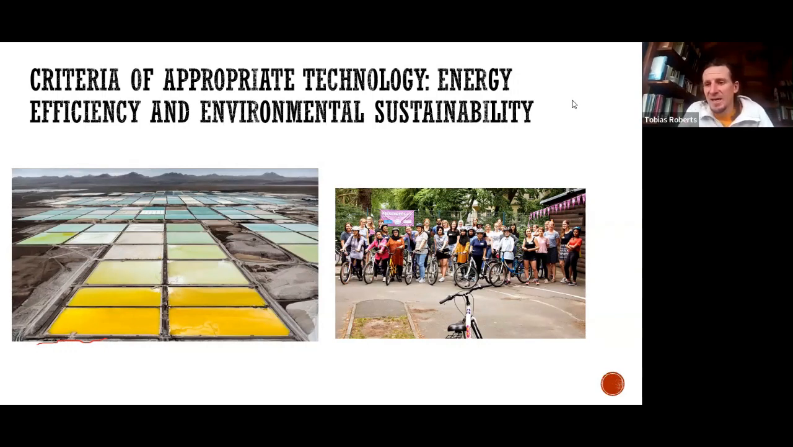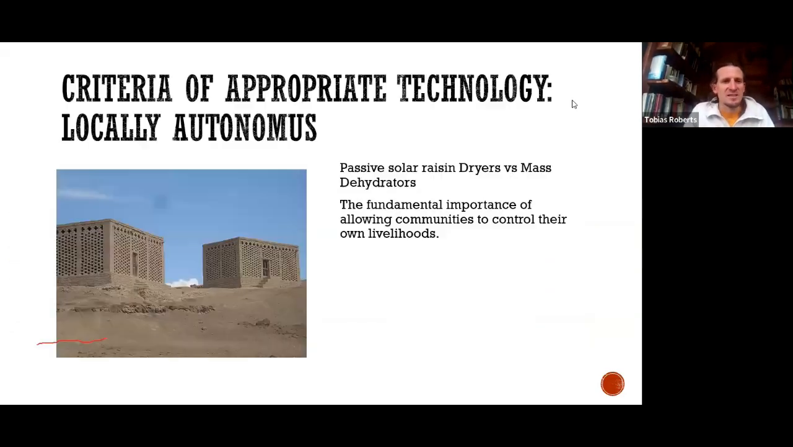Riding a bike, for example, is one of the prime examples of appropriate technology because it's localized in nature. The resources can be fixed by local communities. It does provide faster transportation, etc.